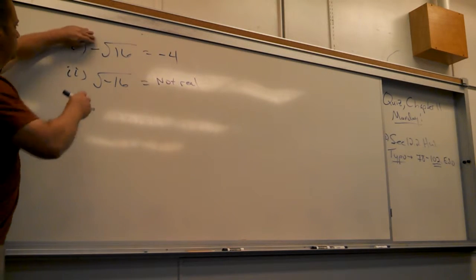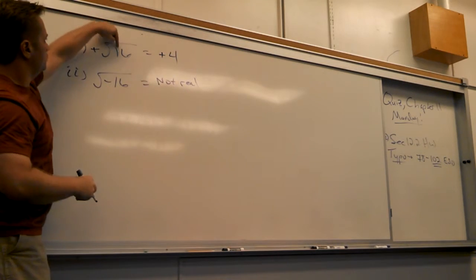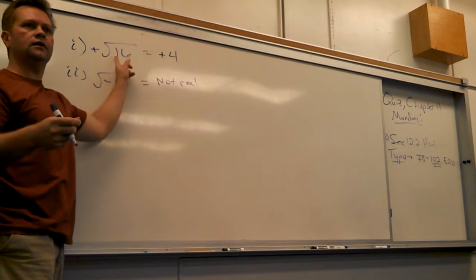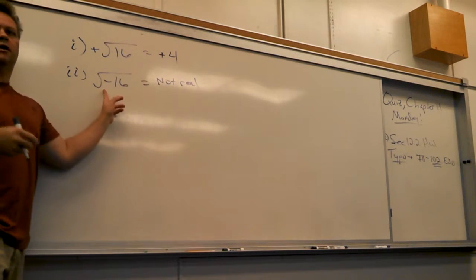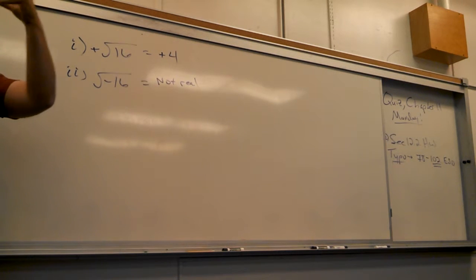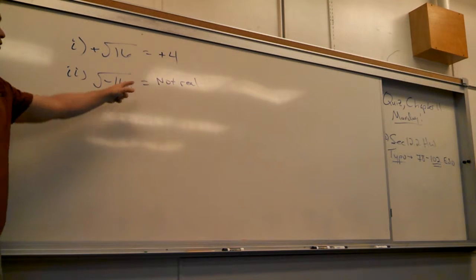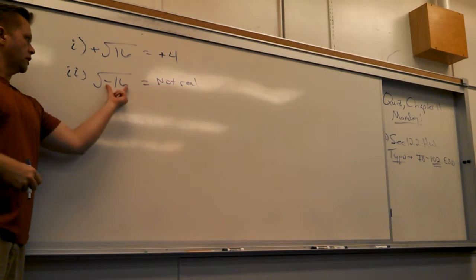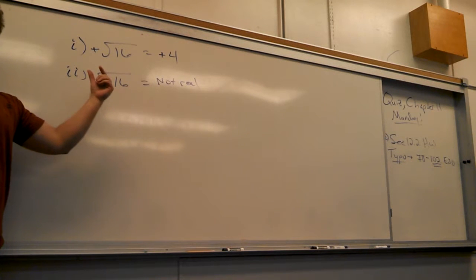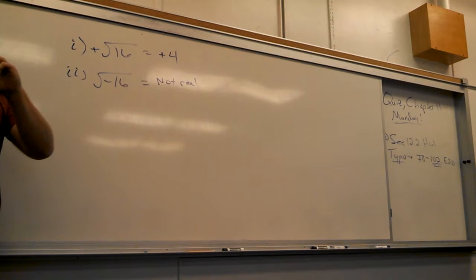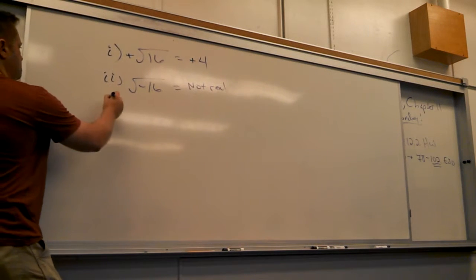Why is the square root of 16 4? Because 4 times itself is 16. 4 times 4 is 16. Negative 4 times negative 4 is 16. So there's no real number I can multiply by itself to make it come out to be negative 16. It can't have different signs because it's supposed to be times itself. Cool.